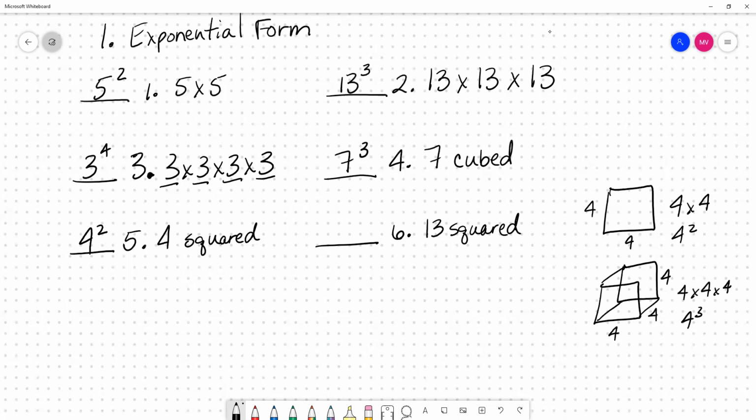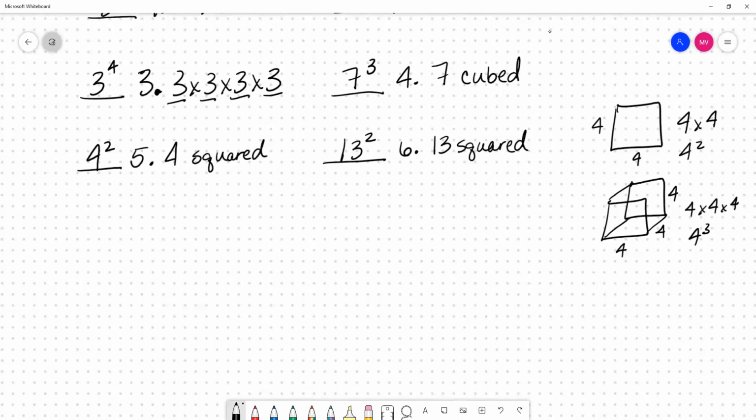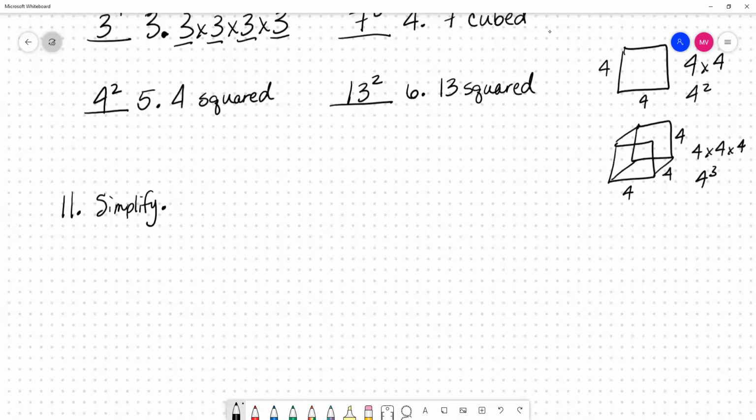So how would we write 13 squared? 13 to the second. Yes, 13 to the power 2 or 13 to the second power. All right. So section 2 is just asking us to simplify. This means order of operation, and then you're actually creating a solution. So you'll have an answer to this one.